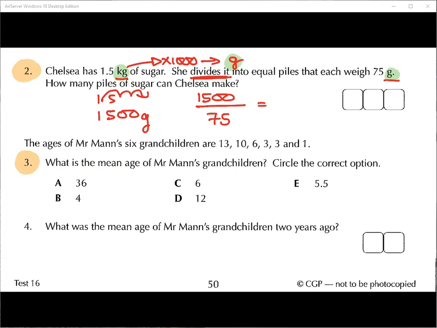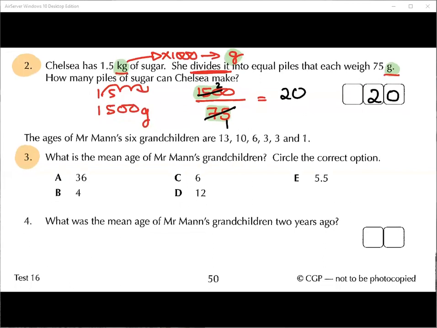Now let's do a quick one here. So you got 75. How many times does 75 go into 150? 2. So what you got left over on the top? 20. There you go. There's the answer. You get 20 piles of sugar. Done. Question number 3. Read that off for me, please, Talha.